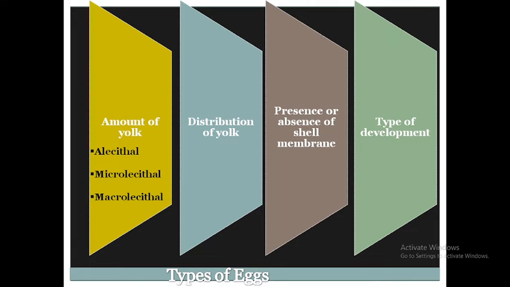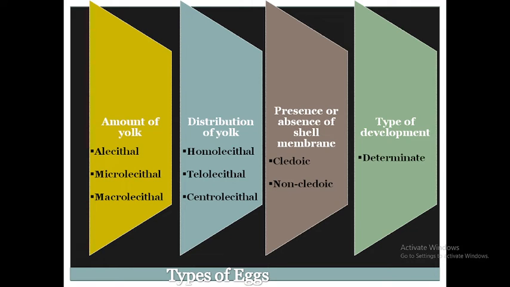If we observe the amount of yolk, then the egg may be of the alecithal, microlecithal, or macrolecithal type. If we study the distribution of yolk, then eggs can be divided into homolecithal, telolecithal, or centrolecithal. If we divide the egg depending upon the presence or absence of a shell membrane, then it may be cleidoic or non-cleidoic. And depending upon the type of development, we can divide eggs into determinate and indeterminate type.